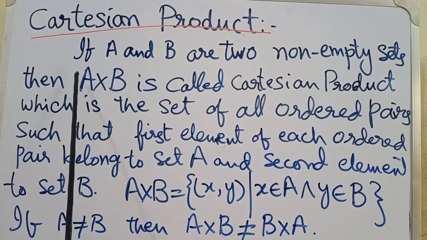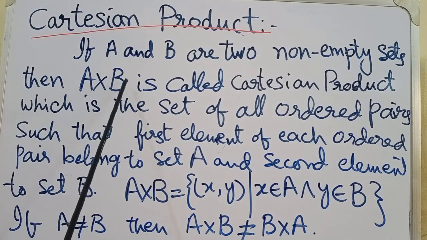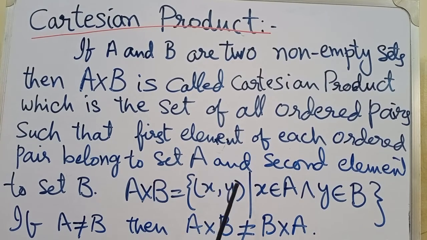A, so all elements in the form of ordered pair, and their first element belongs to set A and second element belongs to set B. A cross B is equal to, we can say that A cross B is a set in the form, this is written in set builder notation, but we can write it in tabular form.